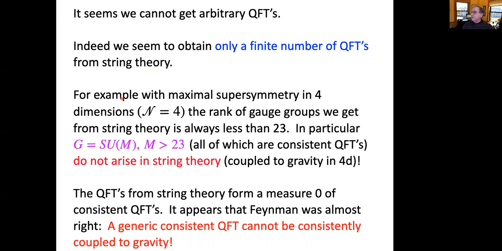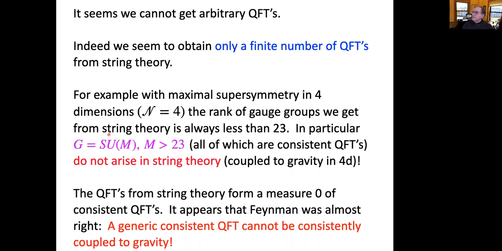For example, consider a quantum field theory with a maximal number of supersymmetries, which is a symmetry between bosons and fermions, and the maximal number of supersymmetries is 4 in 4 dimensions. So we consider N equals 4 supersymmetry in 4 dimensions. The theory with such a high supersymmetry is completely specified once you say what the gauge group is. So you choose the gauge group and you've basically defined the theory.